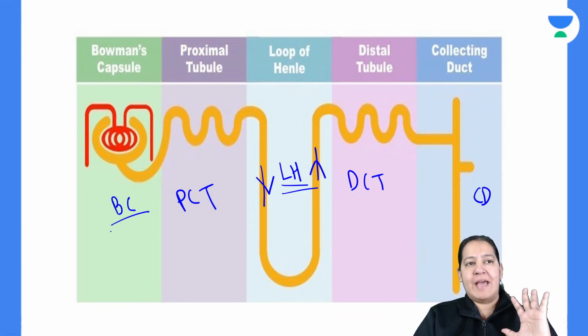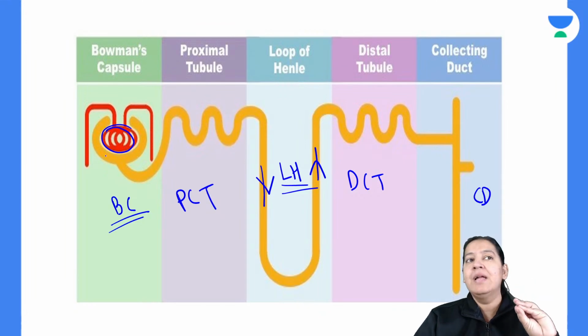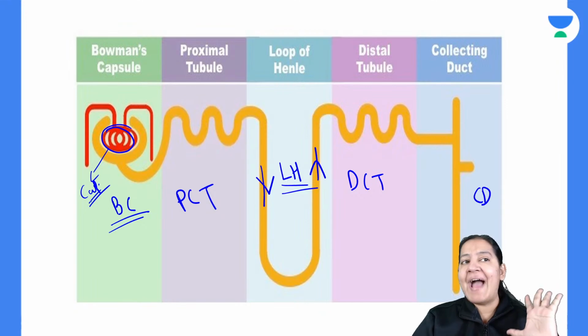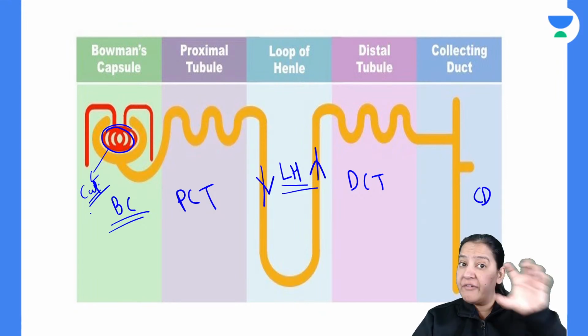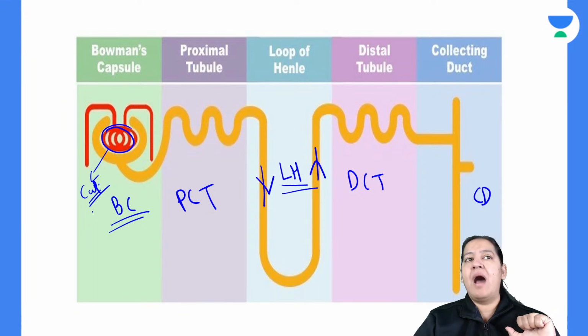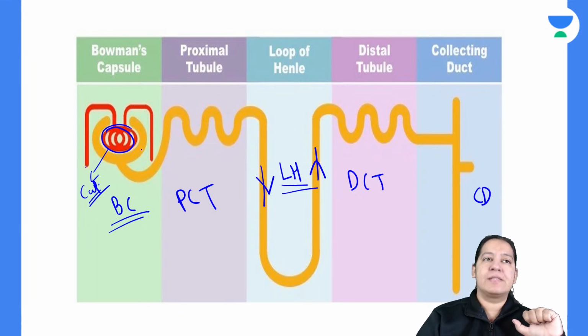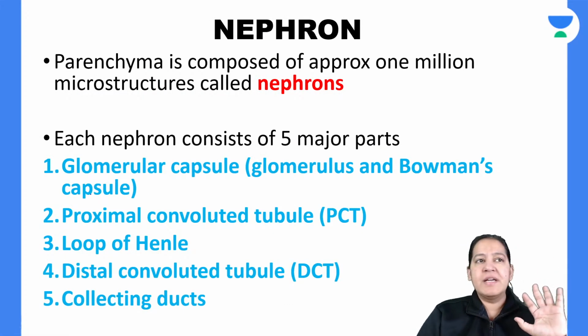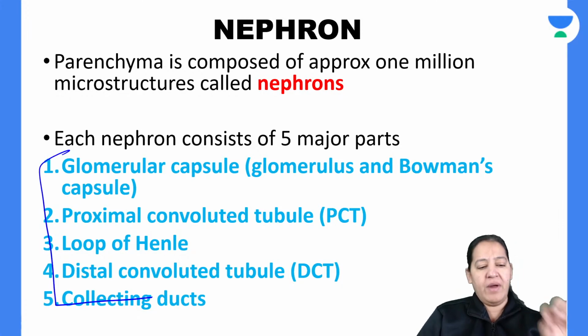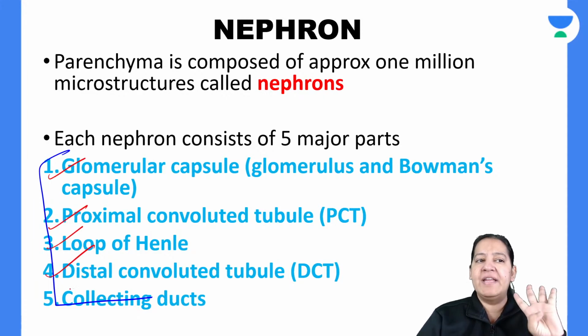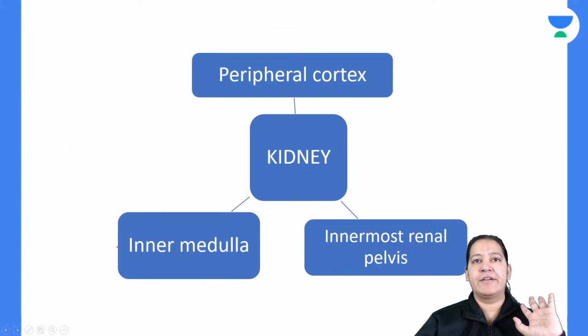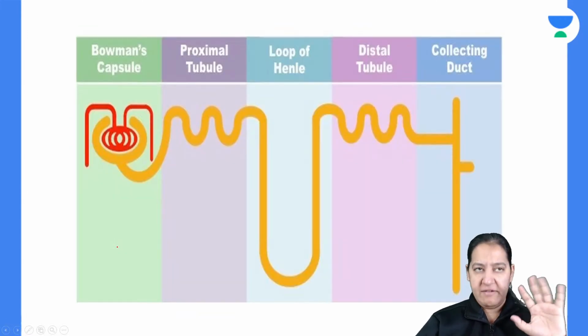You can see Bowman's capsule. Inside Bowman's capsule, you can notice a tuft of capillaries. It is a tuft of capillaries which is forming the glomerulus. So what is actually glomerulus? Glomerulus is a tuft of capillaries formed by the renal artery. Okay, let me separate this portion. So these are the 5 parts of the nephron. You already got it, right? I have already told you these 5 parts. So the nephron has Bowman's capsule, PCT, loop of Henle, DCT and collecting ducts. We have already seen it. Okay, I will come to the glomerulus.